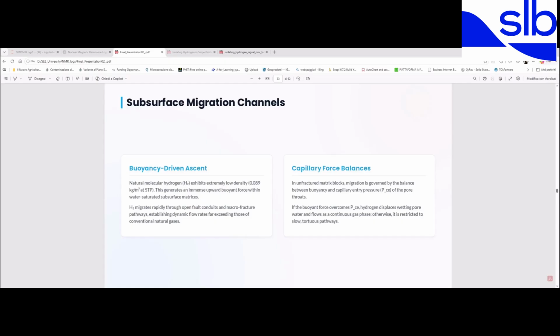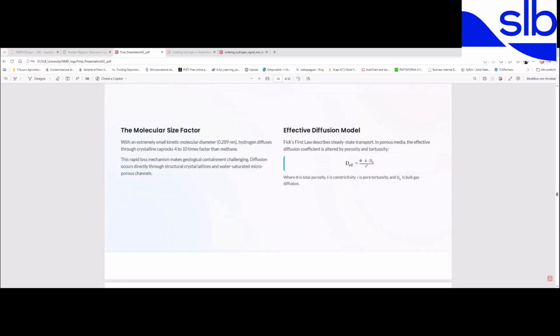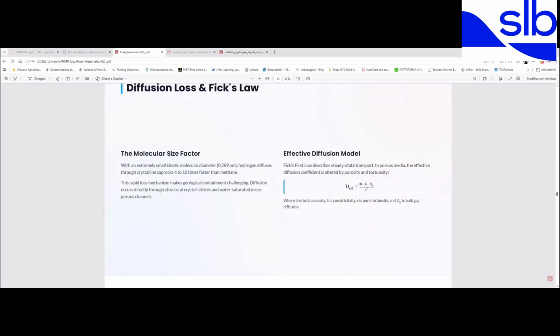Buoyancy-driven natural ascent generates an immense upward buoyancy force within the water-saturated matrix. Capillary forces balance in the low-permeability matrix blocks. Migration is governed by the balance between buoyancy and capillary entry pressure. Diffusion loss and Fick's law.